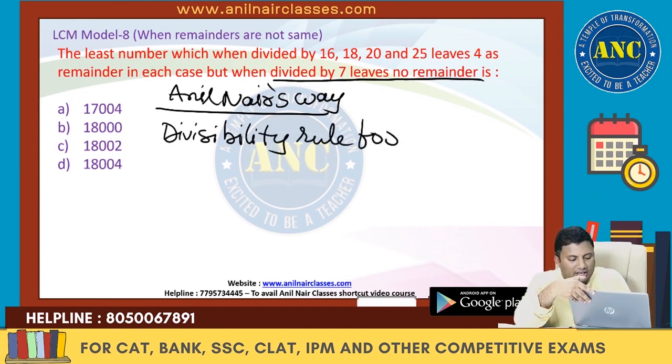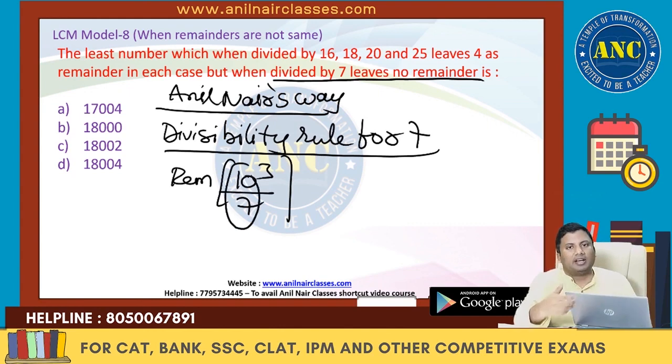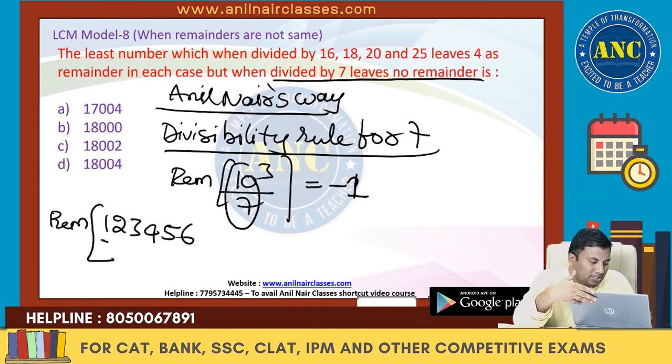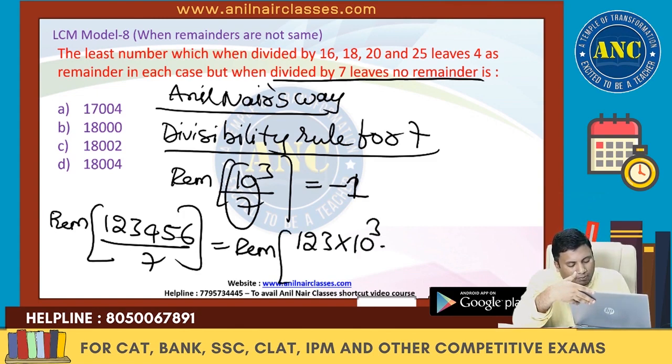What is the divisibility rule for 7? 10 power 3 when divided by 7: 7 ones are 7, positive remainder is 3. 3 cube is 27. 7 fours are 28. Negative remainder is minus 1. One example, then I will tell you the divisibility rule. 123456 divided by 7. This I can write as 123 into 10 cube plus 456 divided by 7.